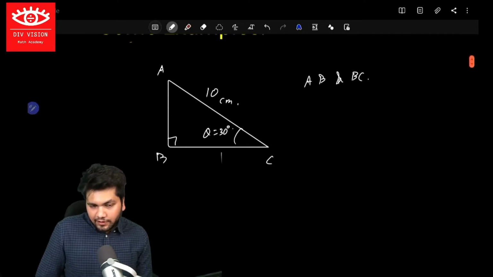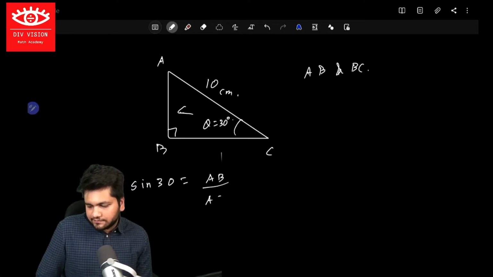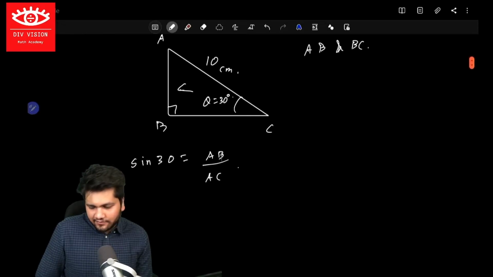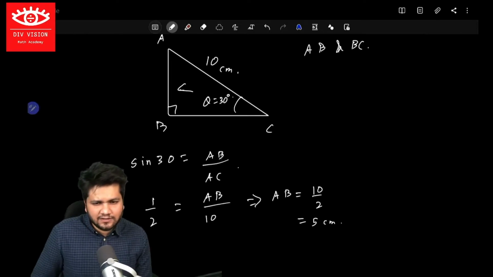Now, we know sine 30, cos 30, and all the trigonometric angles basically. If we consider sine of 30 degrees, that's going to be opposite, that's why AB upon hypotenuse, that is AC. Now we know that sine 30 is half. So we can substitute 1 by 2 is equal to AB upon AC, where AB is what we need to find, and AC is 10. So AB is going to be 10 by 2, which gives AB as 5 centimeters. So these are the basic questions they can give you.